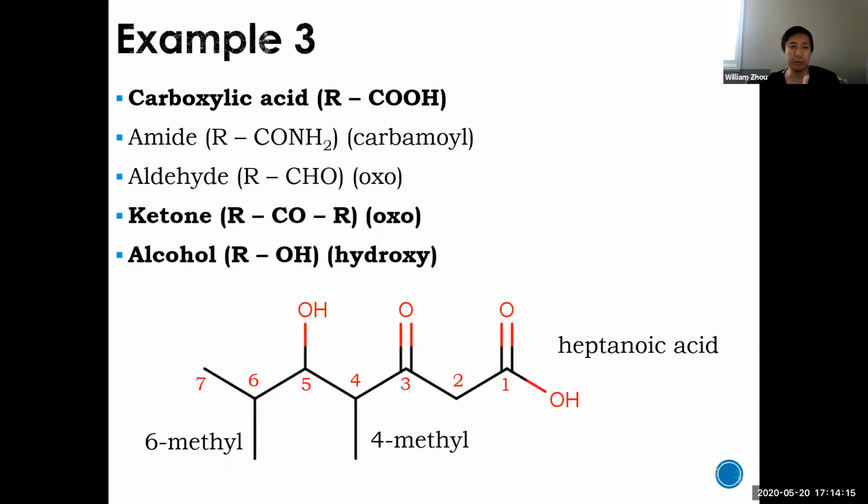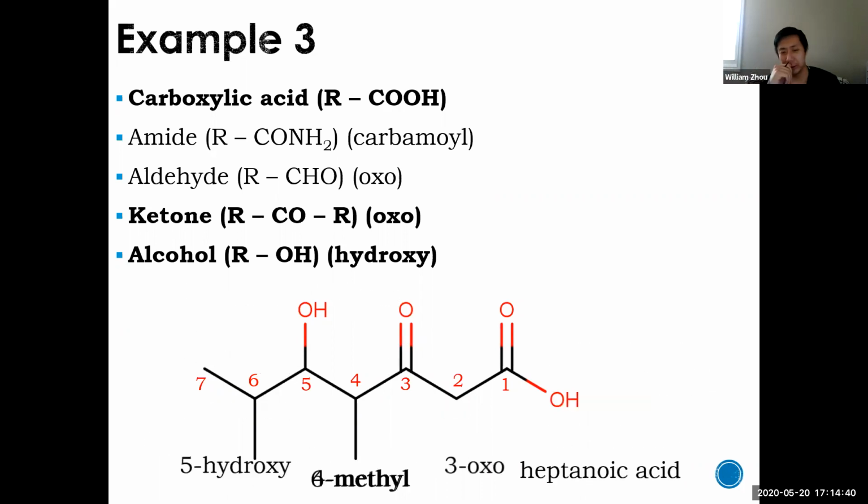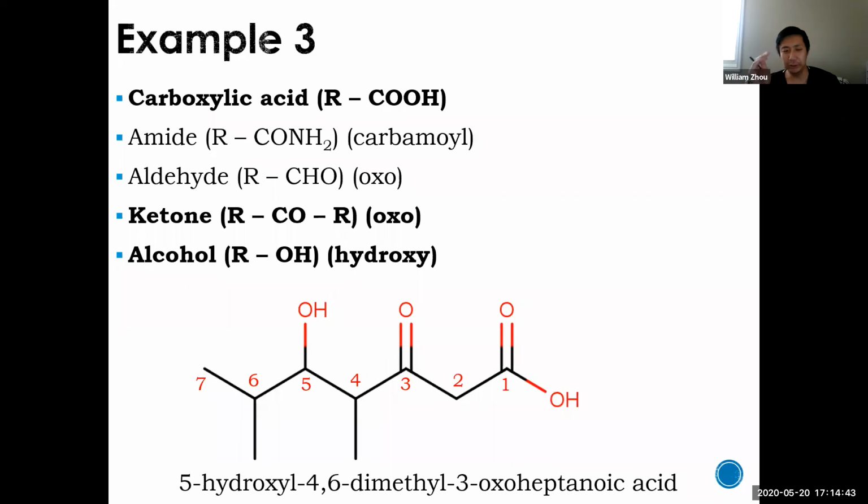If you have a carbonyl group, that means a double bond O that forms ketone or aldehydes, they're called oxos. Therefore, that will be a 3-oxo. Alcohol would be hydroxy. So that will be 5-hydroxy. Does that make sense? Alphabetical order, putting this together, you have 5-hydroxyl, 4,6-dimethyl, 3-oxo heptanoic acid. You see what I'm talking about?